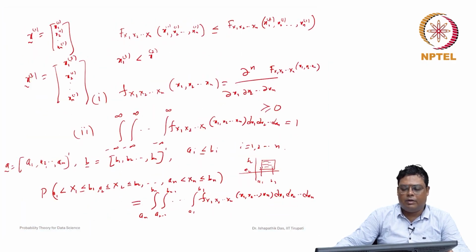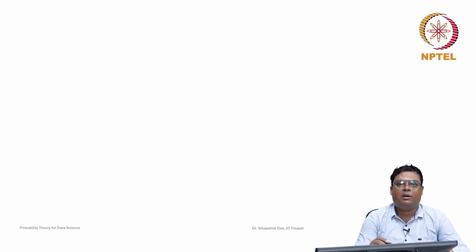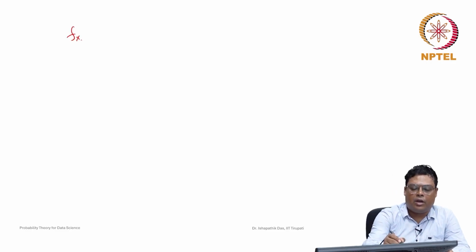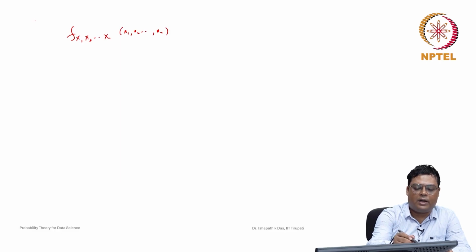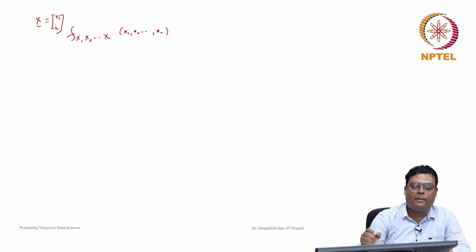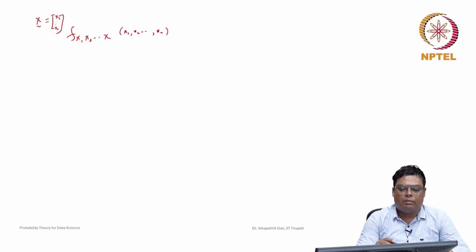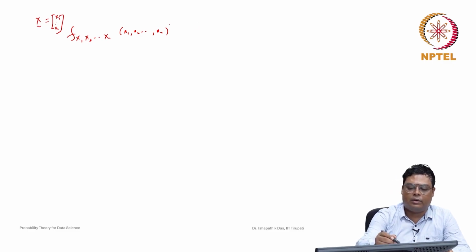Next we will discuss how we can find the marginal probability density function if we know the joint probability density function. Suppose we know the joint probability density function, that means we know f(x1, x2, ..., xn) for a multivariate random variable X, represented by the vector (x1, x2, ..., xn). So we know the joint probability density function for all x1. Let us discuss that.